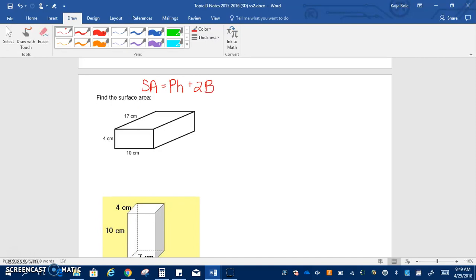And we're going to list out our letters here. So P is perimeter of base. H is our height. We know that one. And then capital B is the area of the base. Okay. So we're going to use this now to help us out.